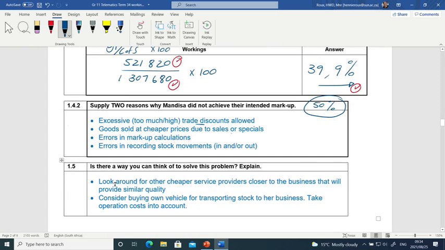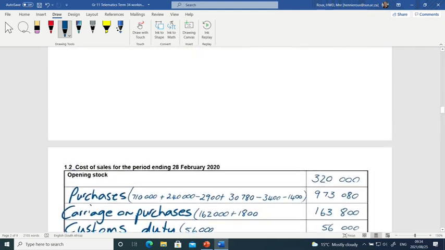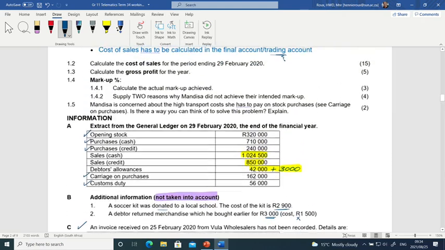Then be careful for this one. If you just carry on the answer sheet, you read the next question. Is there a way you can think of to solve this problem? Explain. And you've just answered this one and then you think this was the problem, but this wasn't the problem. You have to read from the question paper. And in the question paper, the question is, let's go there. And then suddenly it makes sense.